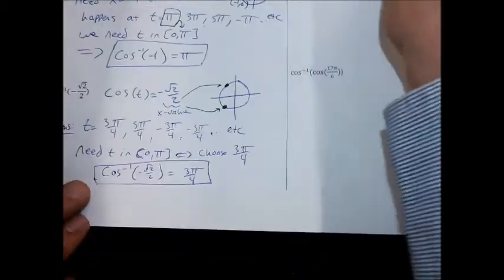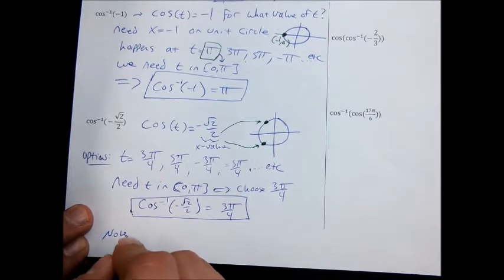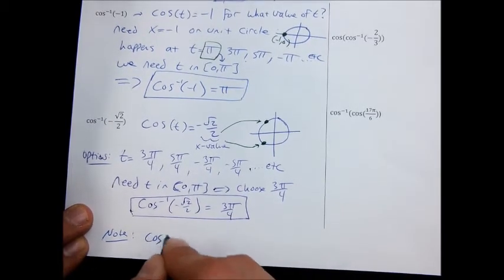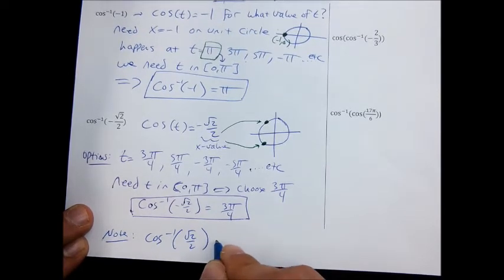So let's just follow on up then. Let me ask you a quick pop question. What if we wanted cosine inverse of positive root 2 over 2? Where does that happen?